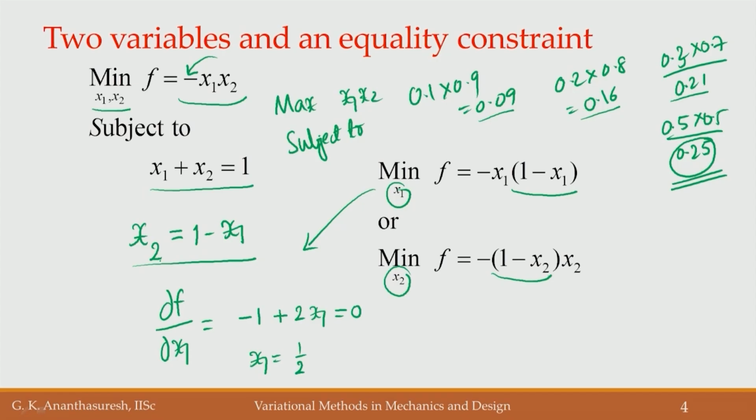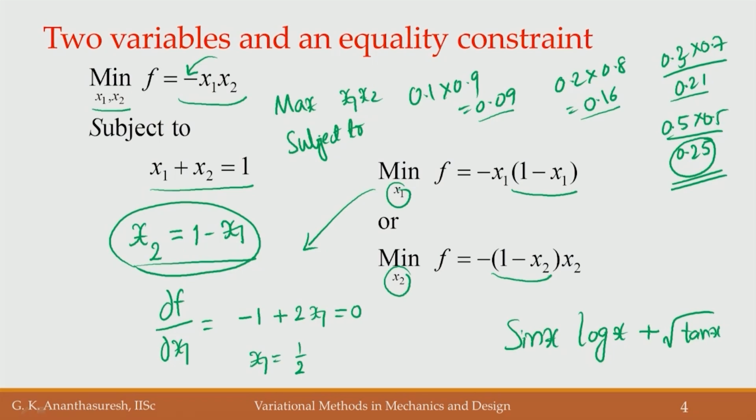So, it works out. When you can eliminate one variable in terms of the other, we can reduce the size of the problem from 2 variables to 1 variable and we can solve it. But this type of elimination is possible only in some cases. If the equality constraint is complicated, let us say I give something like sin x into log x plus square root of tan x or something like that, I may not be able to solve it.